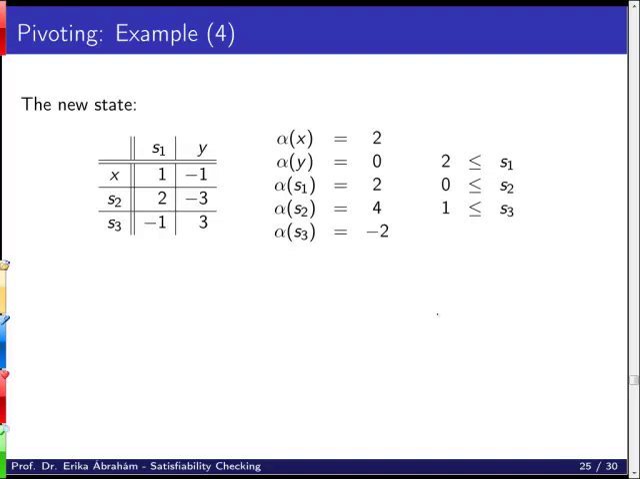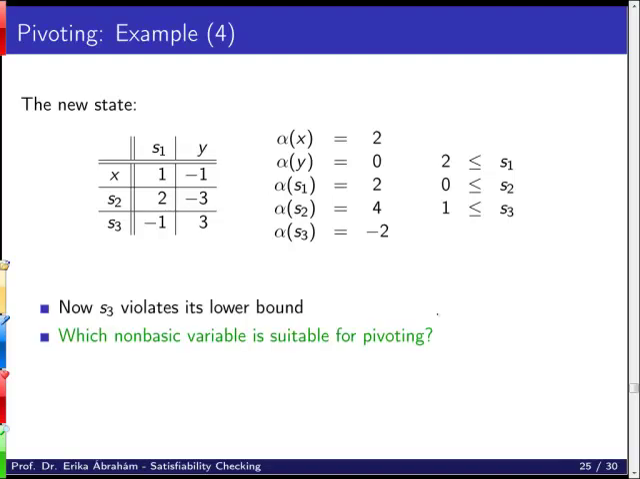If I would take S1, its coefficient is negative. That means if I increase the value of S3, I have to decrease the value of S1, but it is already on its lower bound. That means I cannot take it. I can take y. y doesn't have any bounds, and its coefficient is not 0, so y is suited for pivoting.